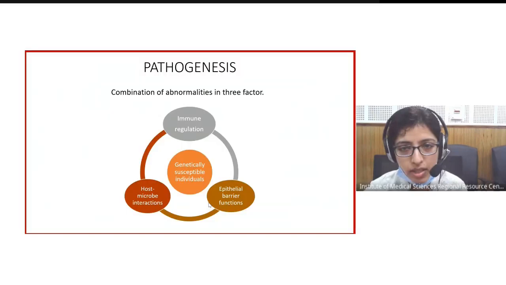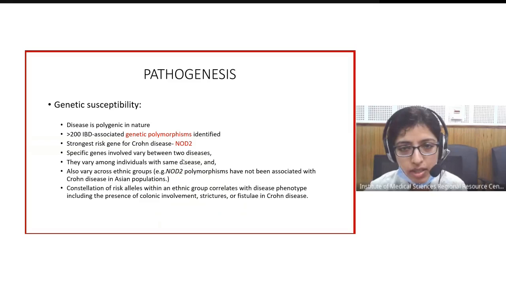So, as I have already mentioned briefly, the pathogenesis, now we are going to elaborate on this. It is a combination of abnormalities in three factors: the immune system of the host, the interactions of the host with the microbe, and epithelial barrier functions, and genetic susceptibility, as I told you, is the preliminary step. So let's elaborate on the genetic susceptibility. So this disease is polygenic in nature. Polygenic means there are a lot of genes that are involved. Now research is still going on, but till now we have identified more than 200 IBD associated genetic polymorphisms.